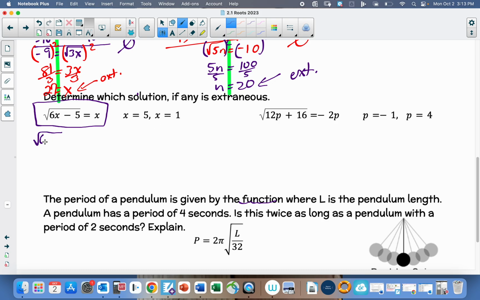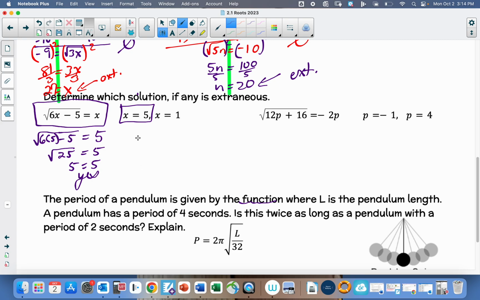So the square root of 6 times 5 minus 5, is that equal to 5? Because we're letting x be 5. So is the square root of, and this would be what, 30 minus 5 is 25. Is the square root of 25 equal to 5? Yes. Okay. So we say that x equals 5 is a solution.